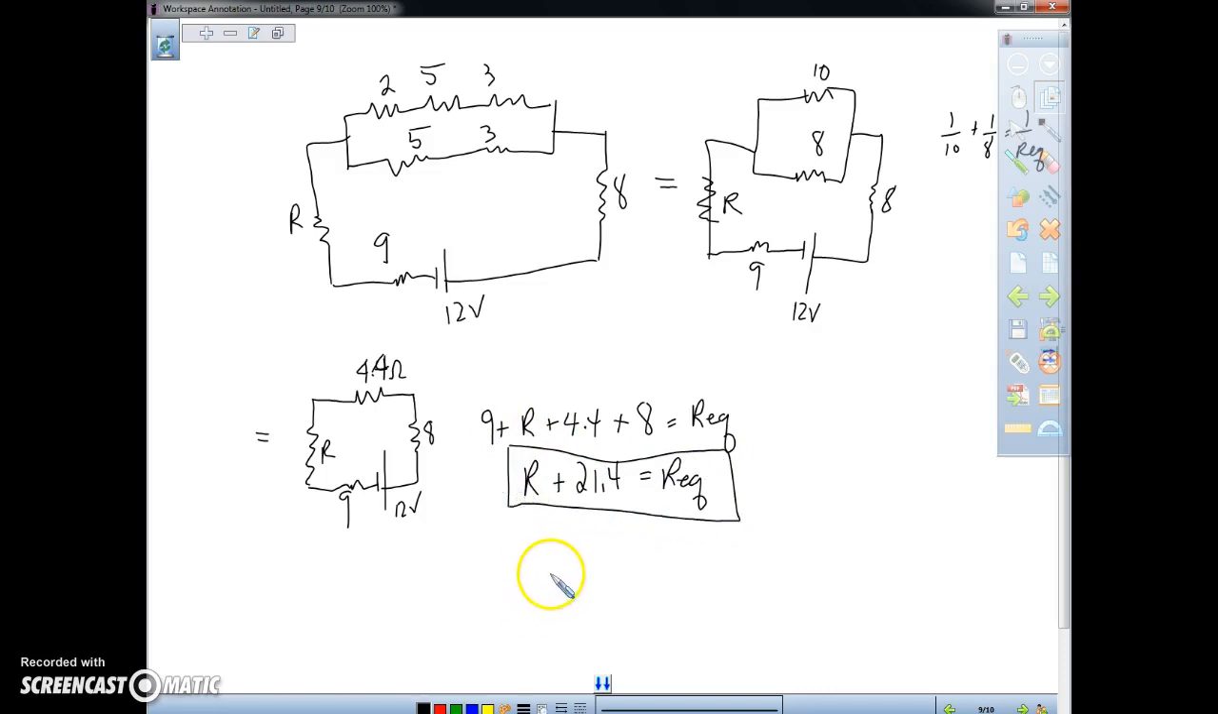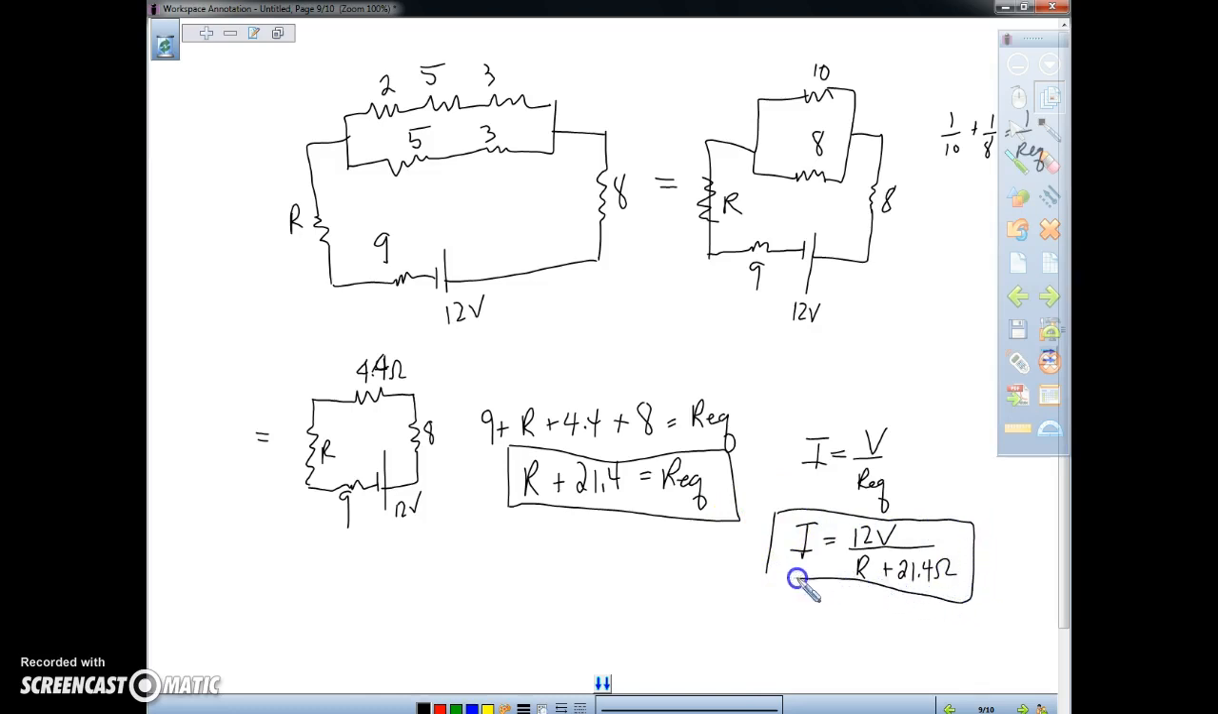We can't solve this. If we were given the current around here, sure, we can solve for it. What we have is, you know, even if we try to write current is V over REQ, but we don't know what the current is. So this would just be 12 volts divided by REQ, which would be R plus 21.4 ohms, more or less. So, unless we're given any more information, this is pretty much it, which they might have you do on the AP, is just have you relate things in terms of variables.